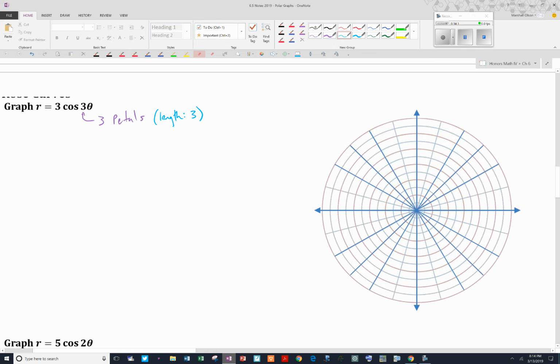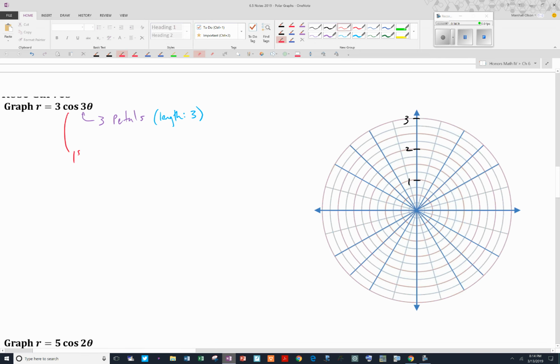All right, so I'm going to come over here and scale this out again. I'm going to go a little bit bigger this time and call this 1, 2. So every 2 red lines, I'm making 1 unit, just so I can see this a little bit easier. All right, so I have 3 petals. Now the cosine graph.